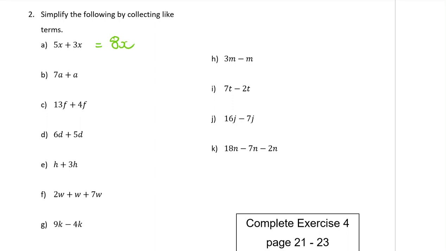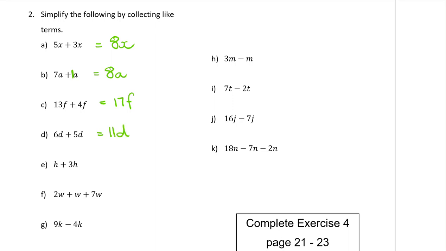Question B. 7a plus a. Again, they're both a terms, so they are like terms. There is also one other little trick with this question. Because there's no number in front of the a, there would be an imaginary little 1. So when you add them, 7a plus a 1a makes an 8a. 13f plus 4f. They're both f terms, so we add the numbers in front. 13 plus 4 makes 17f. D, 6d plus 5d. Again, both like terms, so 6 plus 5 makes 11d.